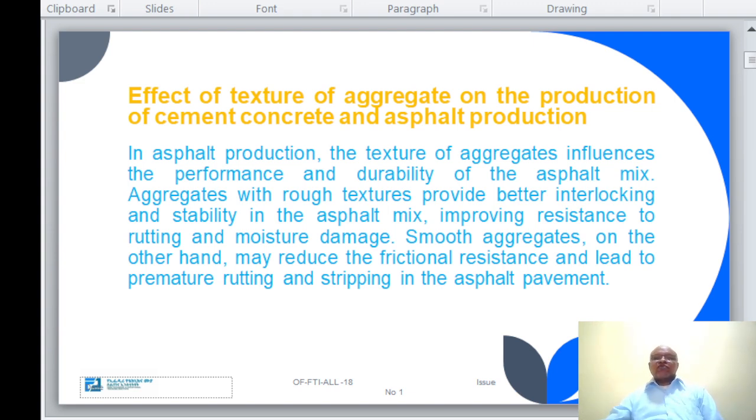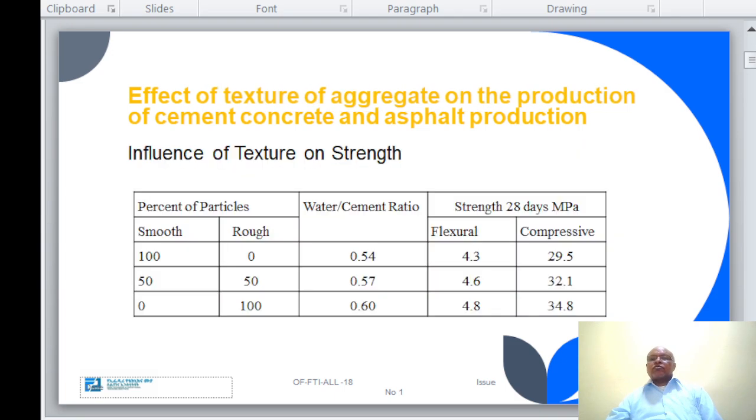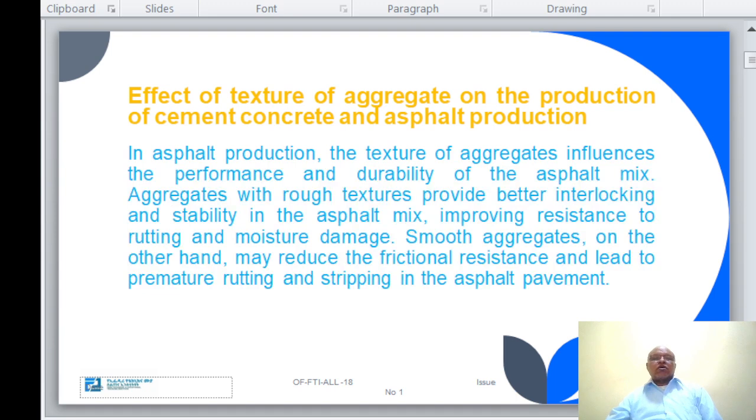The angular shape of the rough textured aggregate enhances interlock and stability, providing a strong pavement structure. In conclusion, the texture of aggregate plays a crucial and significant role in both concrete and asphalt production. Understanding how different textures affect these materials is essential for designing high quality and durable construction projects.